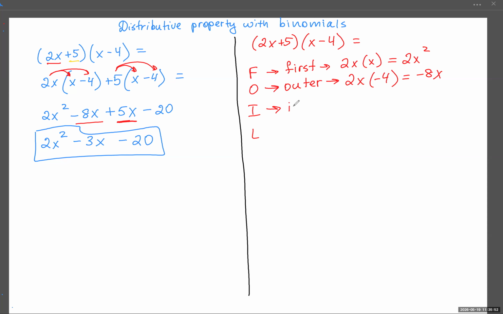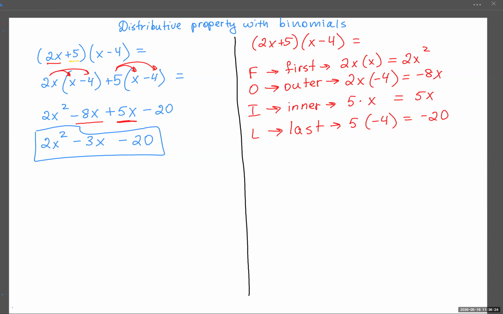The inner terms for our problem are 5 and x. So this would be 5 times x, or just 5x. And the last terms for our set of polynomials are... L stands for last, and that would be 5 times -4, which is -20.